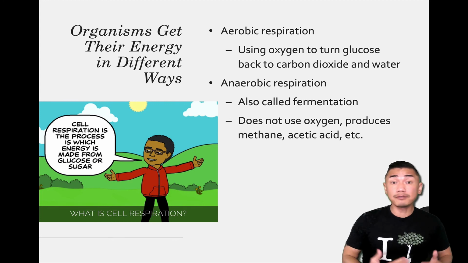Organisms use one of two ways to get energy from their food. In aerobic respiration, organisms use oxygen, and in anaerobic respiration, organisms do not use oxygen. Organisms that use aerobic respiration produce carbon dioxide and water as a byproduct. Organisms that use anaerobic respiration produce methane, acetic acid, or other byproducts.